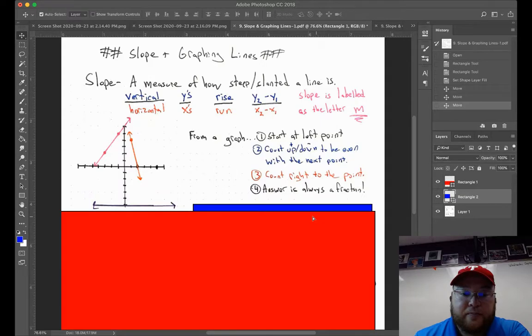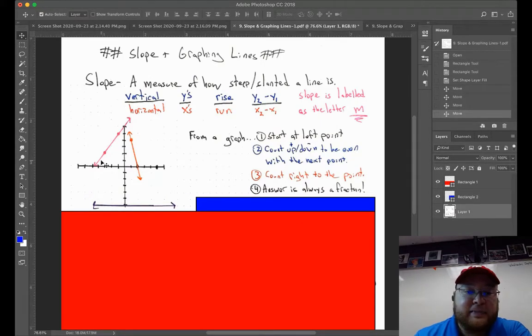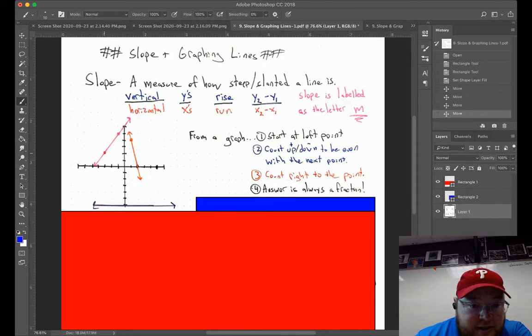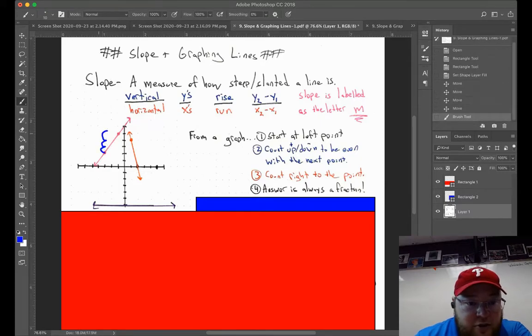So let's say we wanted to find the slope of the pink line right there. You start at the left point and count the rise: 1, 2, 3, and then you count over 1, 2. So the slope of that pink line is the fraction 3 over 2, the vertical, the rise, over the horizontal.